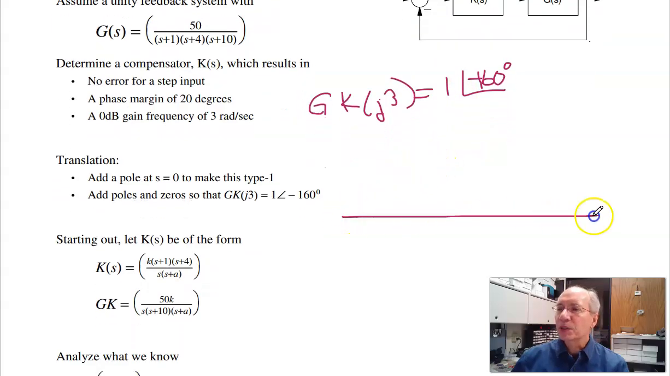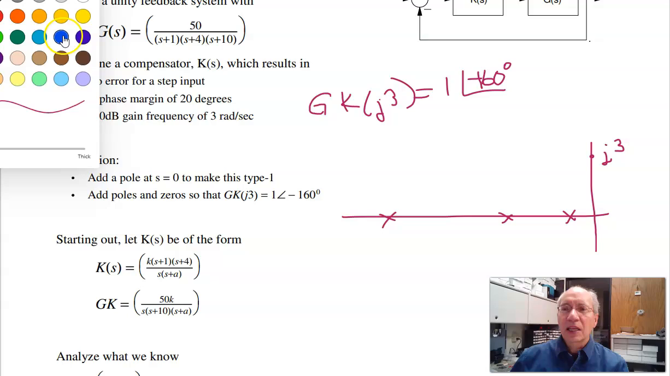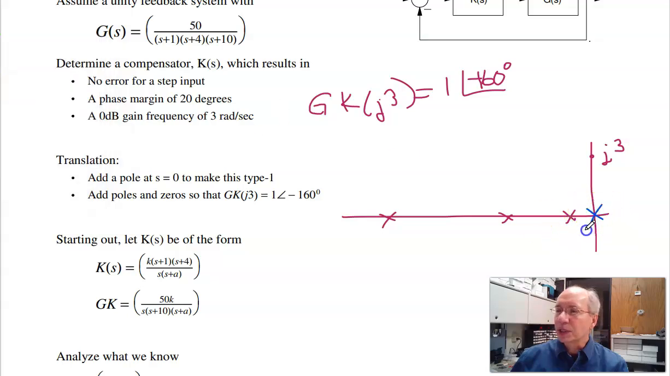So one way to approach this, I start out in the s-plane, I plot poles at minus 1, minus 4, minus 10. Here's my design point, j3. I need to add a pole at s equals 0 to make it type 1. So K of s has to be in the form of something over s.